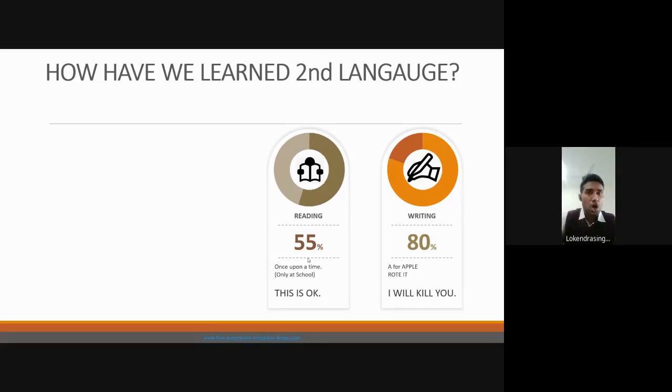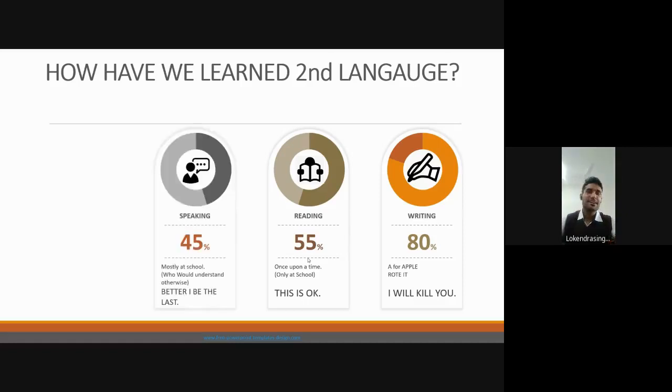Guess and tell me what could be the third one. 80% writing, 55% reading, and then comes what? In the chat box, guys. Is it listening or speaking? Okay, so one says listening, and the rest of the people mostly are opting for speaking. Great, nice. And the correct one is speaking. And then comes listening.